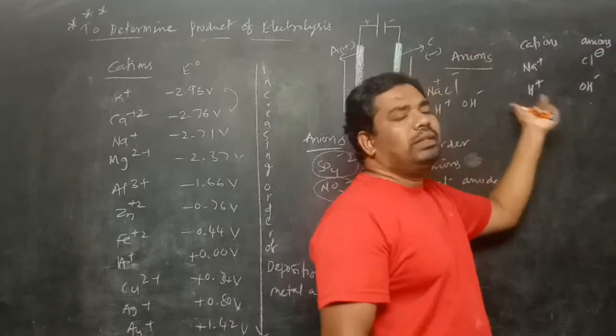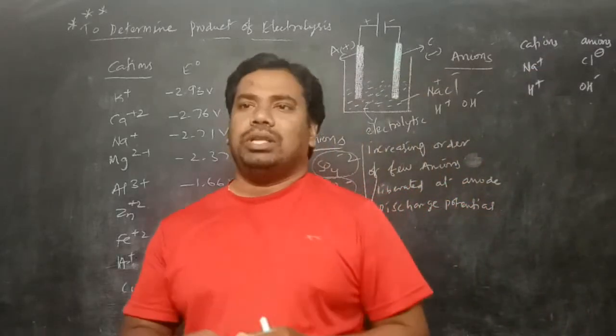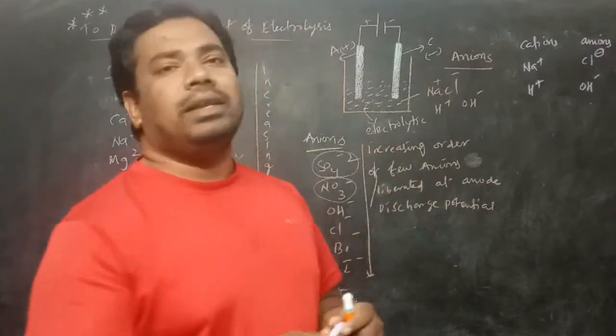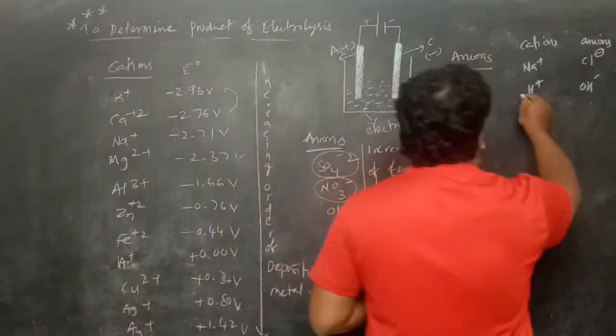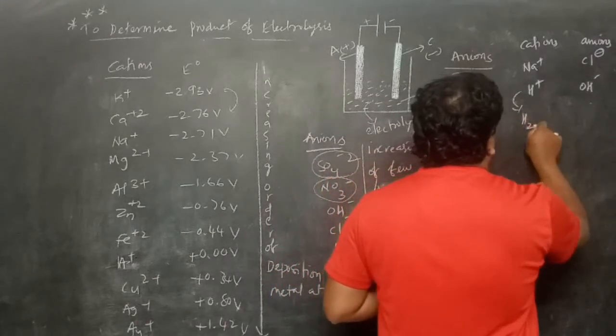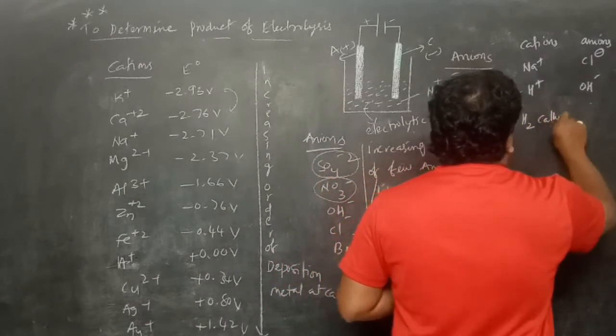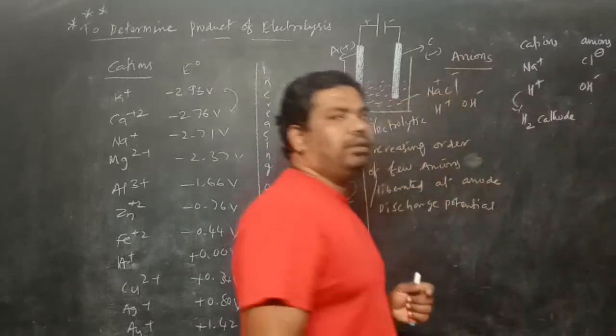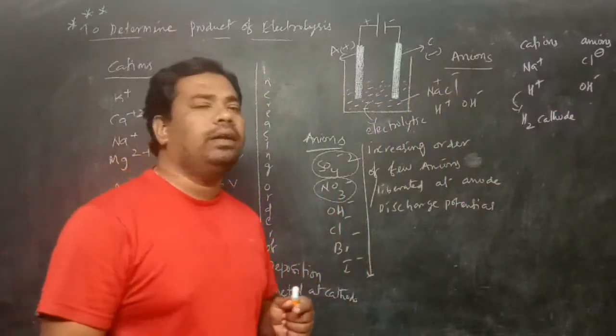So therefore the H plus discharge potential is more than Na plus. So therefore H plus is liberated at the cathode as H2. So H2 is liberated at the cathode. Hydrogen gas is liberated at the cathode.